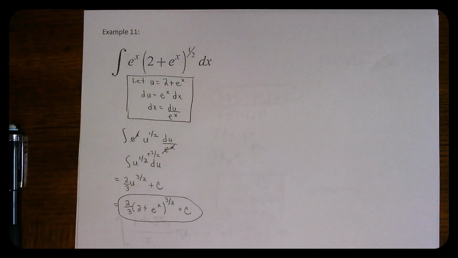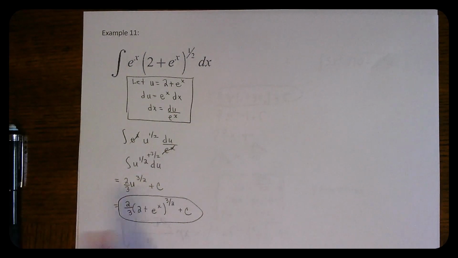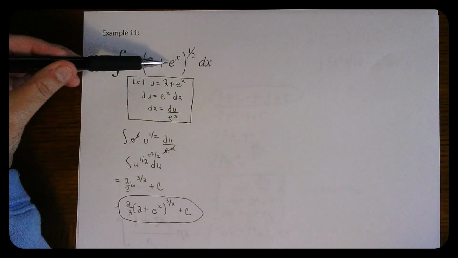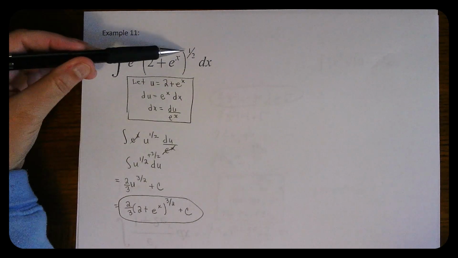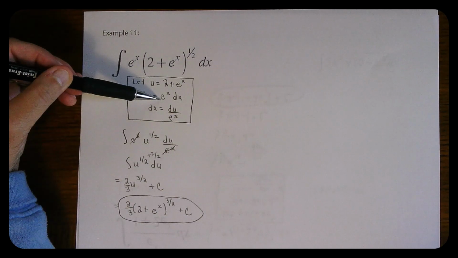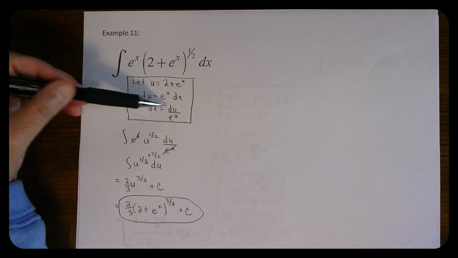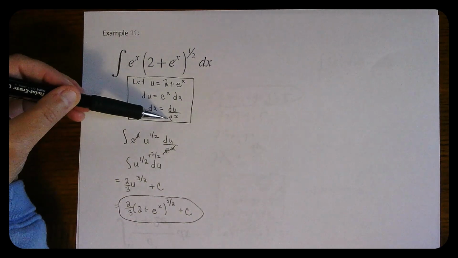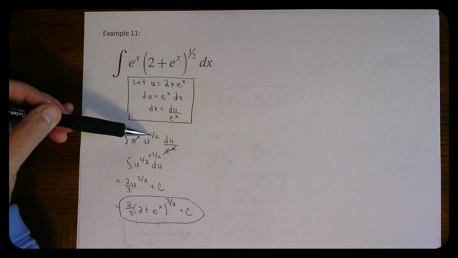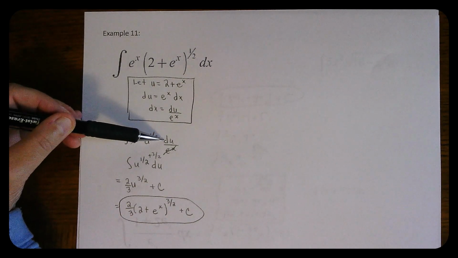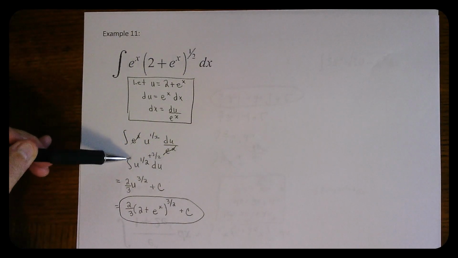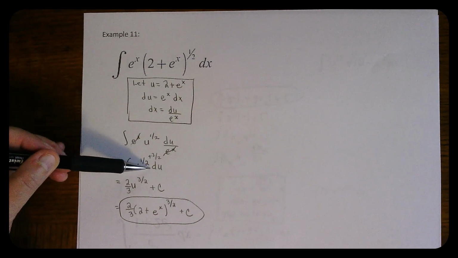All right, did you get that? So did you know that you needed u to equal the inside of this expression that's raised to 1/2? And then the derivative of 2 plus e to the x is e to the x. Then solving for dx, you get du over e to the x. So then you copy down the integral, change the e to the x to u to the 1/2, change that dx to du over e to the x, and these divide out. So then you get the integral of u to the 1/2 du.